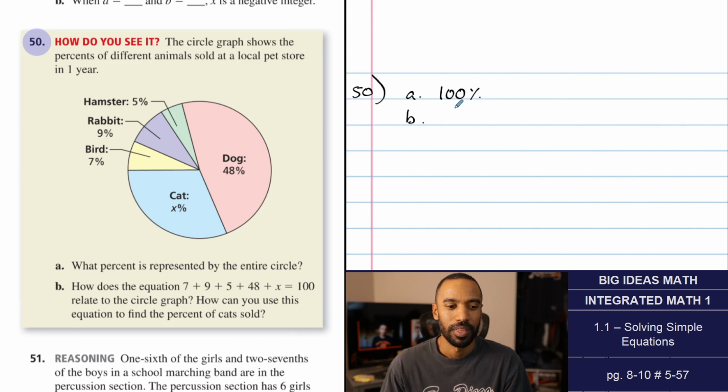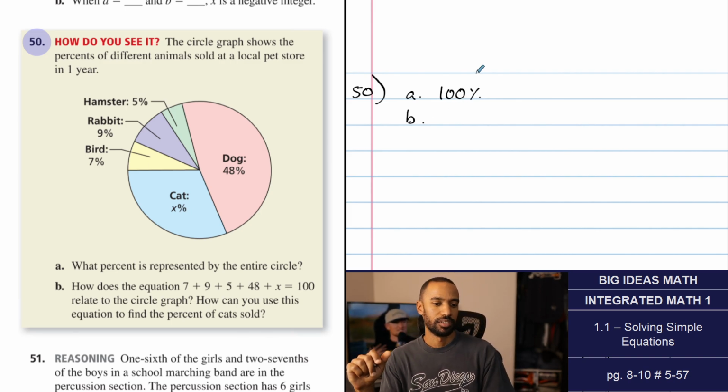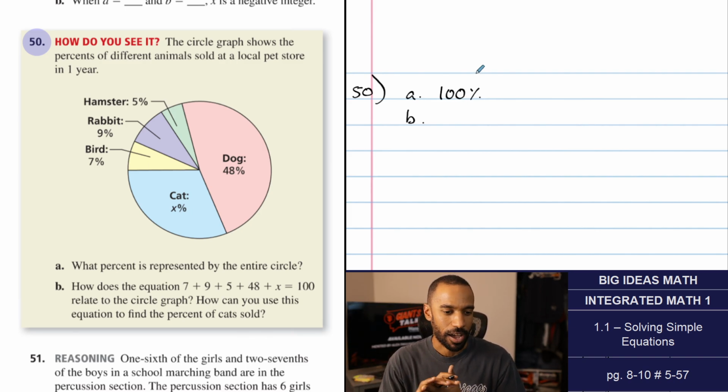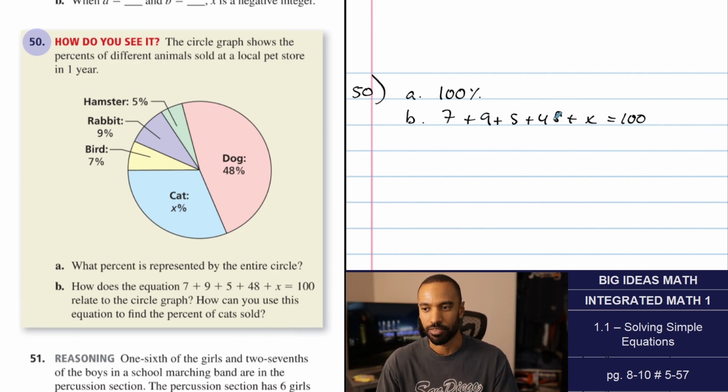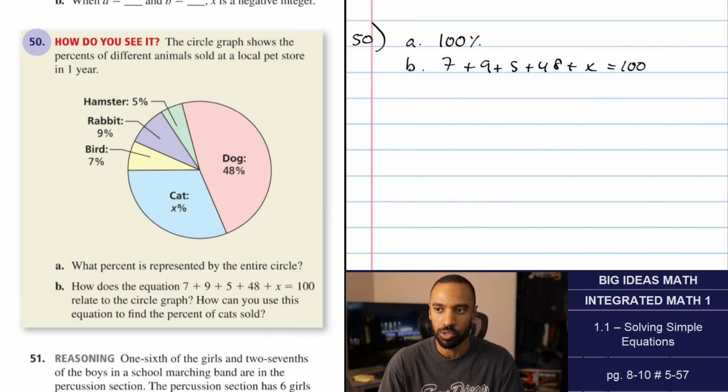All right, part B. How does the equation relate to the circle graph? How can you use this equation to find the percent of cats sold? So 7 plus 9 plus 5 plus 48 plus x equals 100 represents the different slices of the pie of the chart for all the different animals and their percentages and how they all add up to 100%. You can use those to solve for x to find the cat's percent.